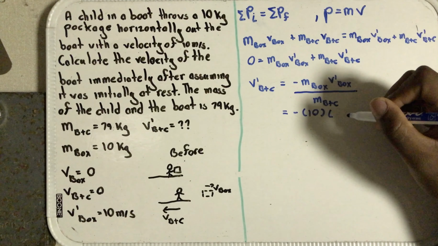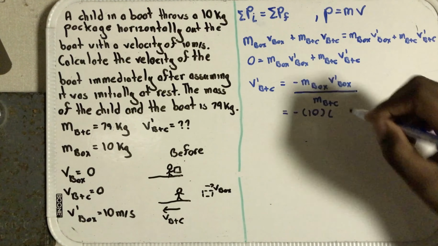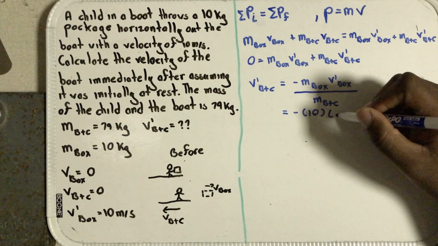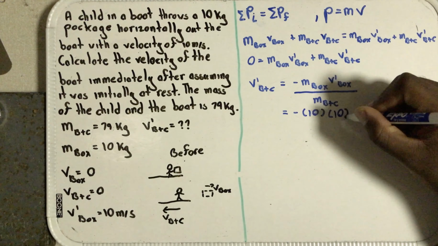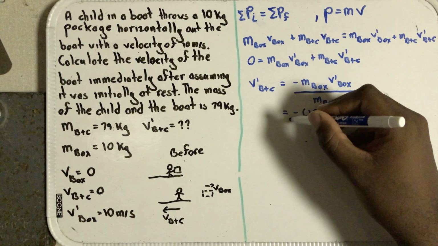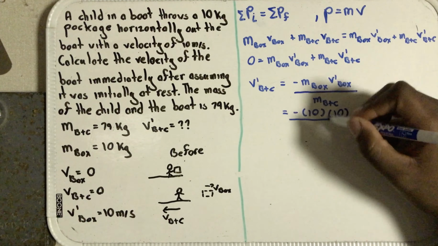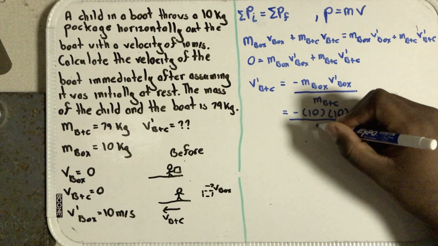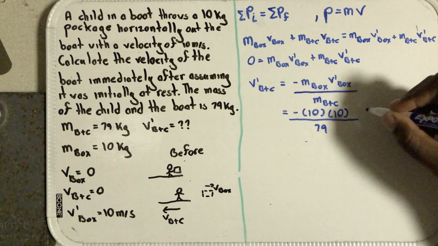And the velocity of the box, I actually wrote down the wrong thing, but for the sake of the question, it doesn't matter. So the mass of the box is 10, and the velocity of the box is also 10. The mass of the box was supposed to be different, but it's still going to work out to something that makes sense. And here, divided by the mass of the box plus the mass of the boat plus the child, and this is 79 kilograms.